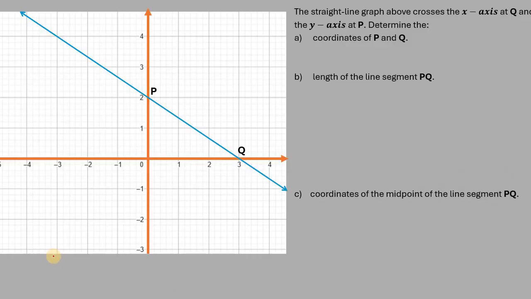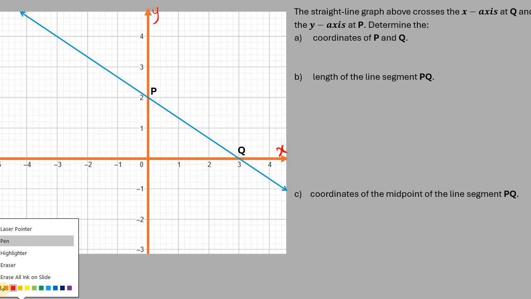Okay, so here we have a question similar to the one you're going to get in the test. It says we have a straight line, the blue line here. Here we have the x-axis and here we have the y-axis. This straight line crosses the x-axis at Q and the y-axis at P. And we're asked to determine the coordinates of P.